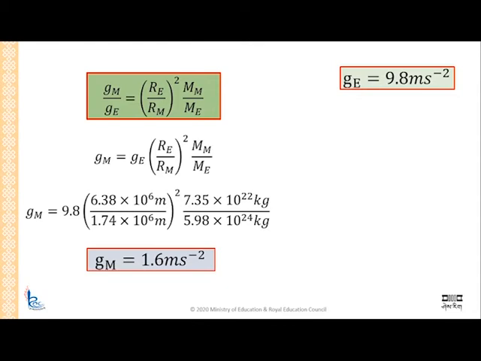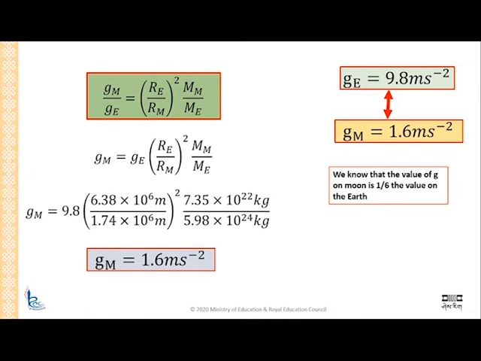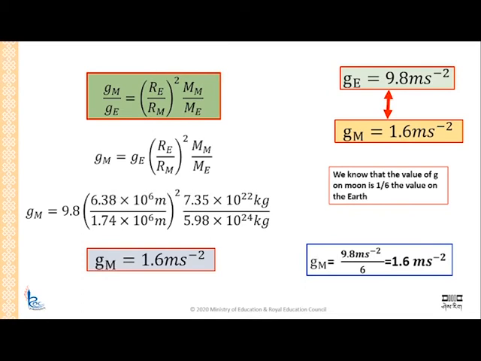Now again we have acceleration due to gravity on the earth as 9.8 meter per second square, and we know the acceleration due to gravity on the moon is 1.6 meter per second square. And in lower classes we learned that the value of gravity on the moon is 1/6 the value on the earth. Let's see if this is true. Yes, by substituting the value of the acceleration due to gravity on the earth and dividing it by 6, we get the value of gravity on the moon as 1.6 meter per second square.